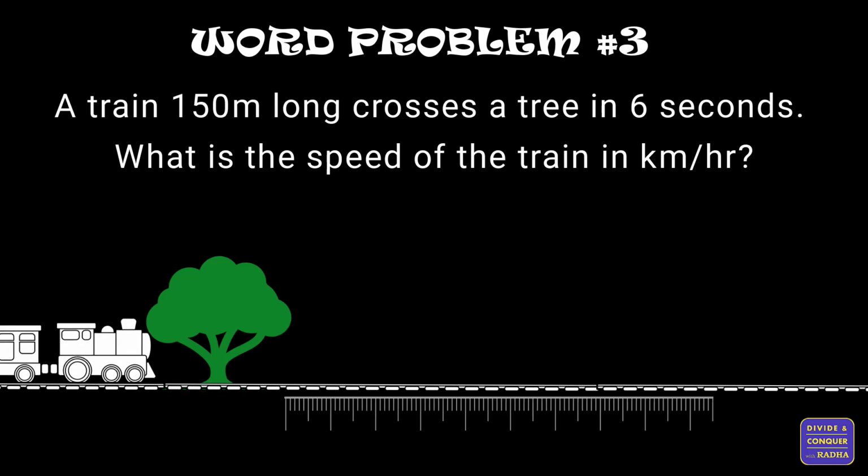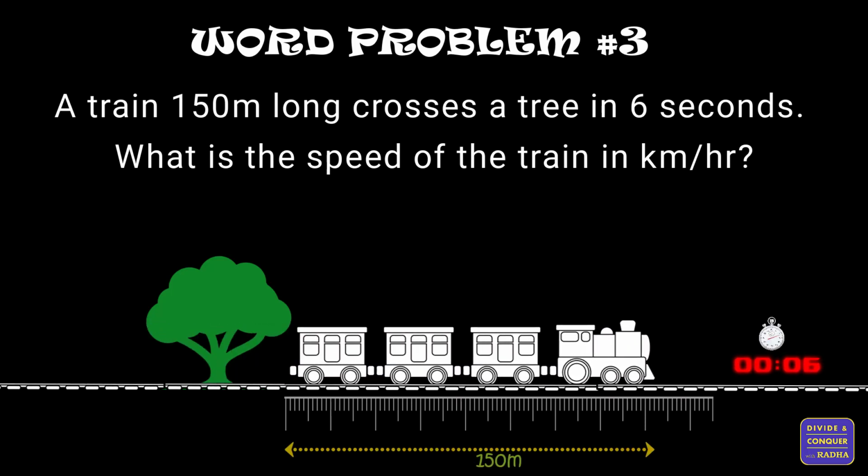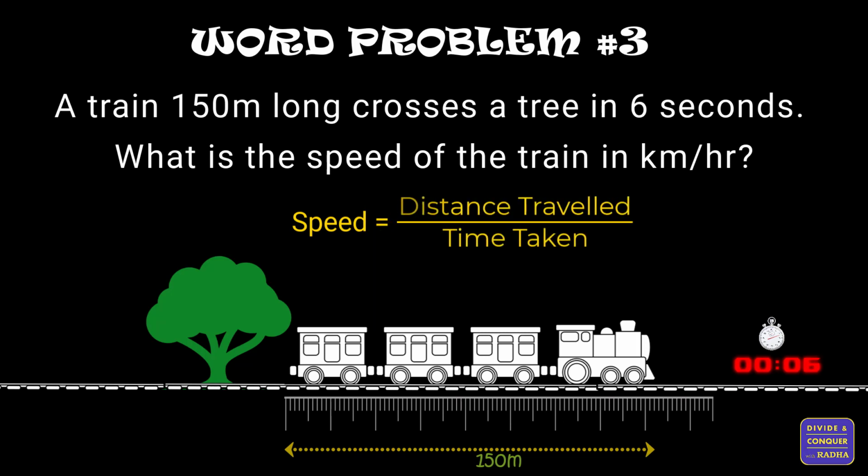But you must be wondering, distance is not given, right? But look at the sum. They've given the length of the train, which is equal to 150 meters. So out here, we are going to assume the length of the train to be the distance covered. So speed is calculated using the formula distance traveled by time taken.